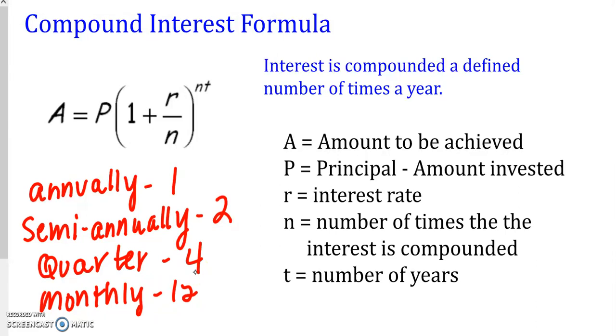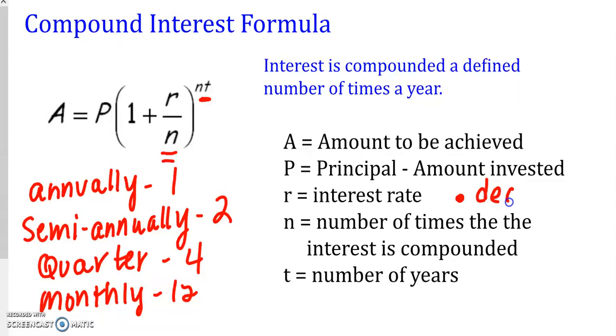So the biggest thing you have to remember is that if you are compounding, let's say quarterly, you are going to put a 4 here, and then you are going to take time, which is in years, and also multiply that by 4. So just remember that you will be putting in N 2 times.